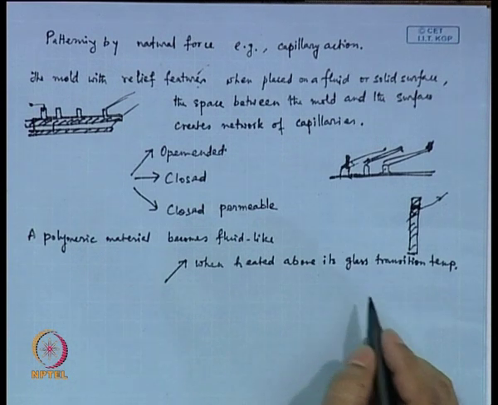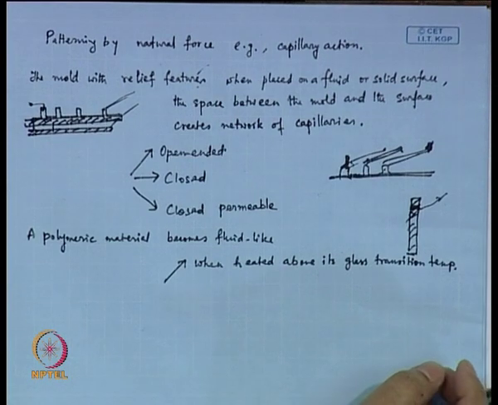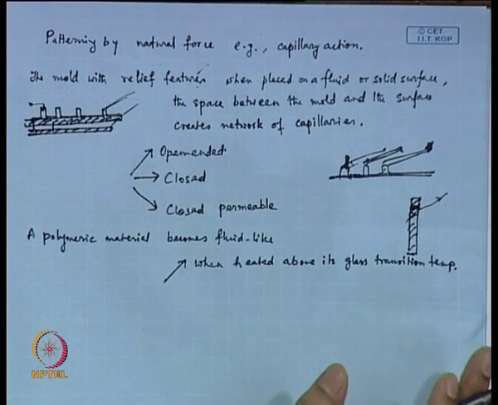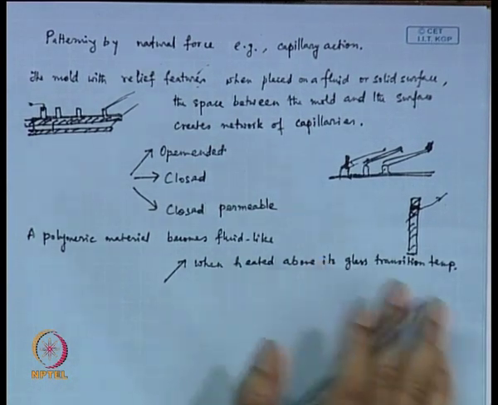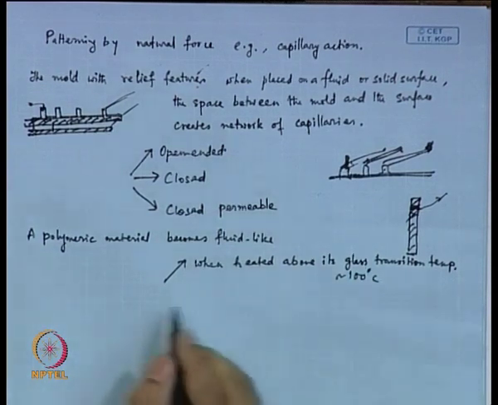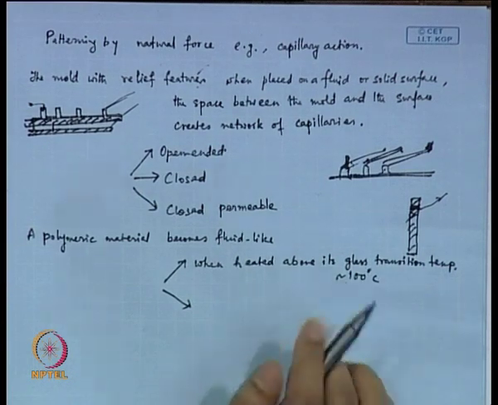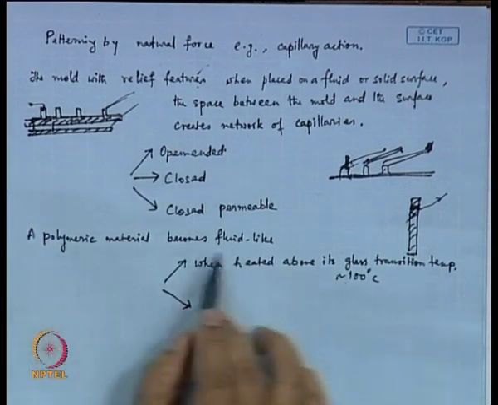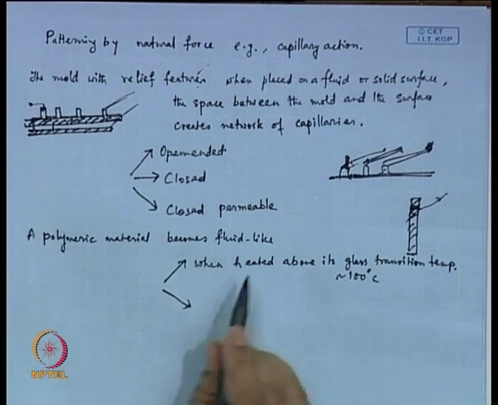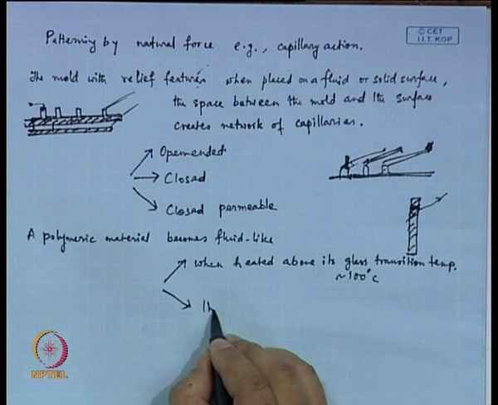Now, you may ask, what is the glass transition temperature for various polymeric materials? It is listed and you have access to it. Probably to get some order, if you want to know the order of these glass transition temperatures for common materials, it is of the order of 100 degree centigrade. Actual values vary. So, polymeric material becomes fluid like when heated above its glass transition temperature or through the action of a solvent.